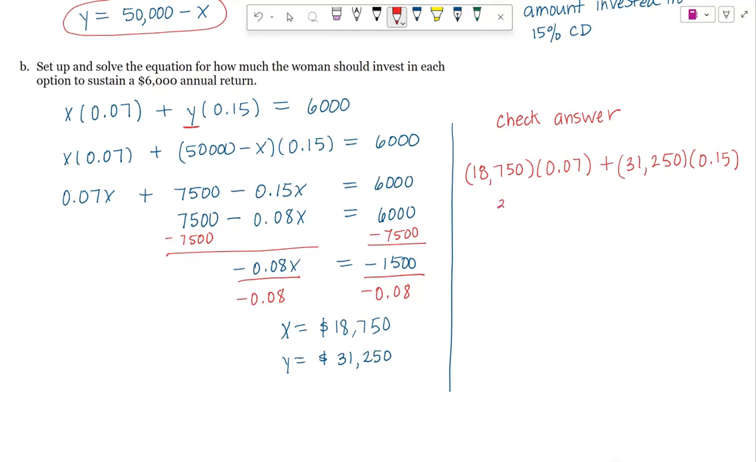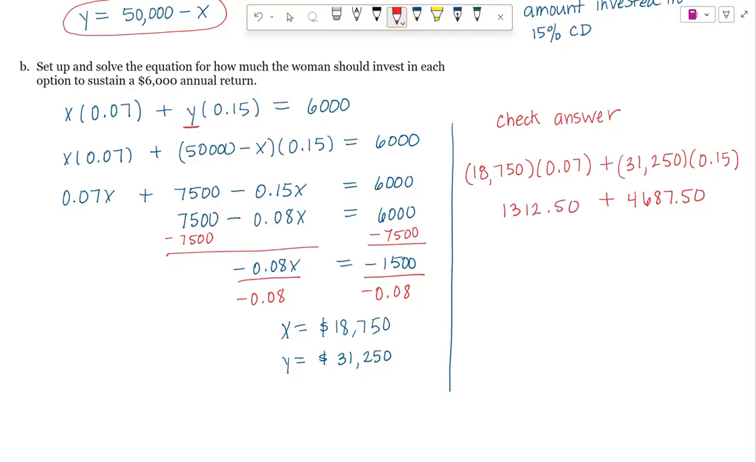I'm getting 318750, and then I'm getting 468750, and I'm going to add these together. I typed something wrong in my calculator. This number here is wrong. Let me fix that. I just hit a wrong number in my calculator.